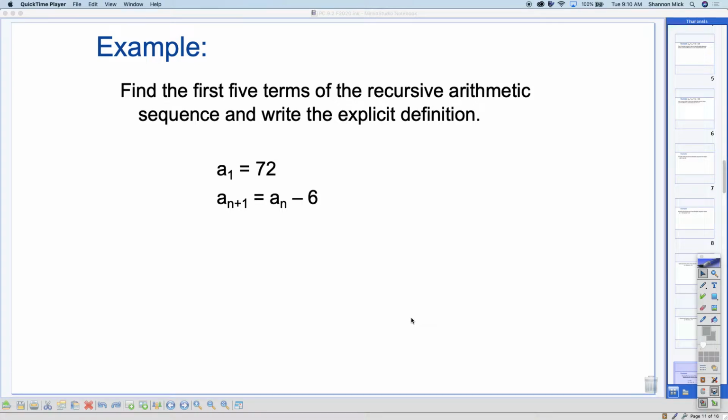Day 2. Yesterday you wrote definitions, equations, what was the other word? Rules, right? Okay, it's all the same thing. You were using your a sub n equals a sub 1 plus n minus 1 times d, right? And you found different parts of that. Now, those were explicit definitions because I can plug anything I want into that, right? Yeah.